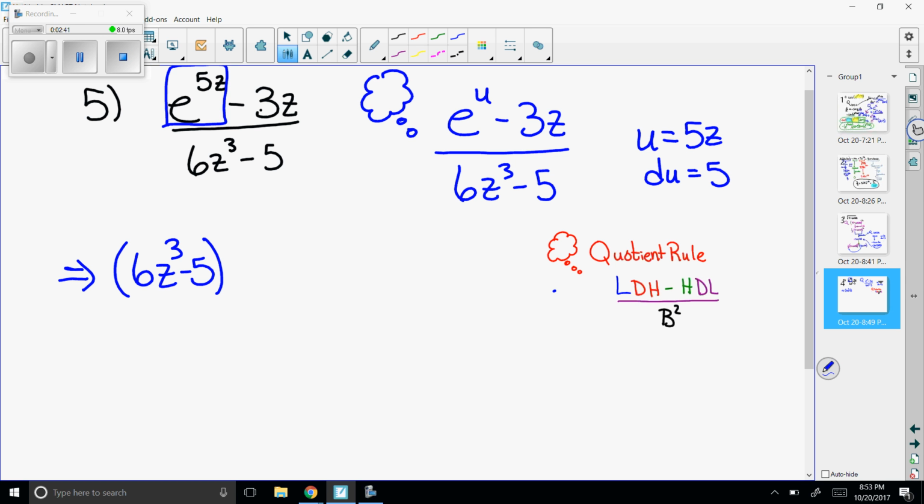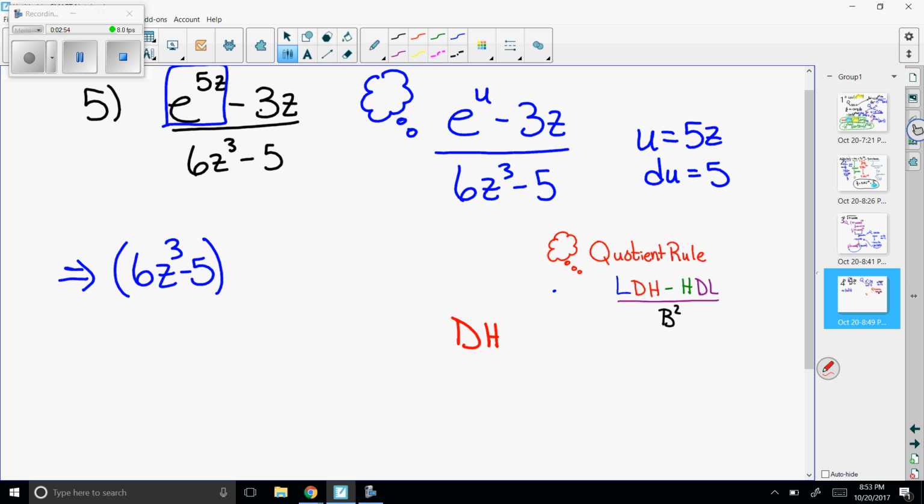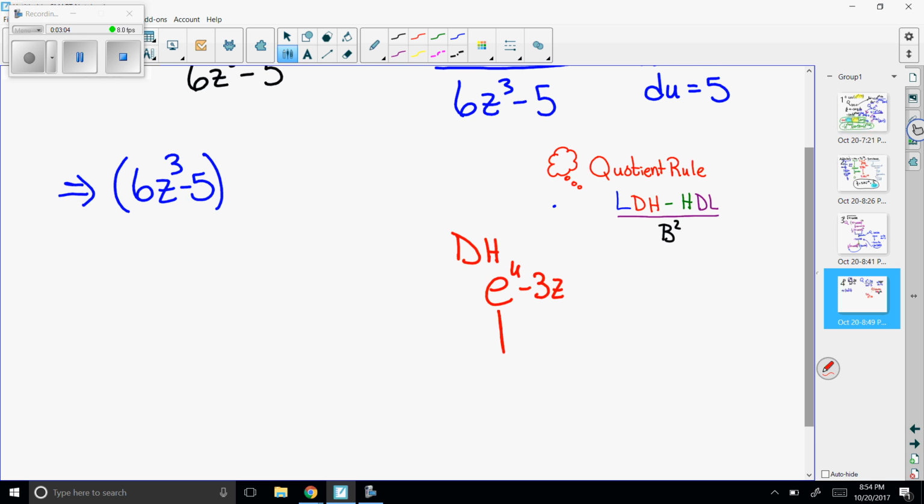Now I have the d high. That's where we get into a little bit of an issue. I'm going to write that off to the side here. As I look at d high, I am looking at the derivative of e to the u minus 3z. That's individual terms. The derivative of e to the u is e to the u du. That's where you're messing up, right there.